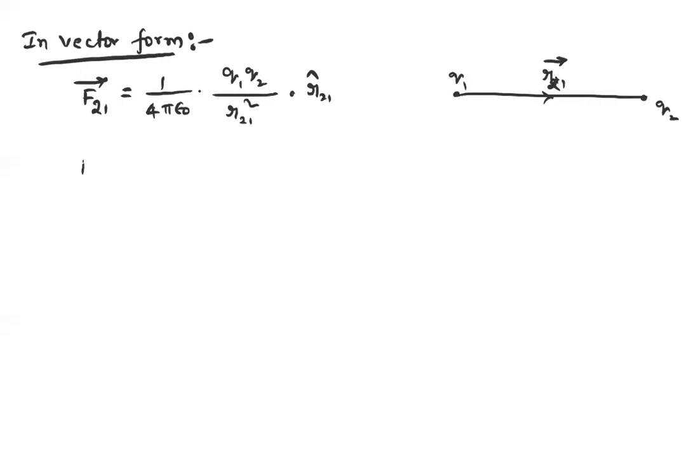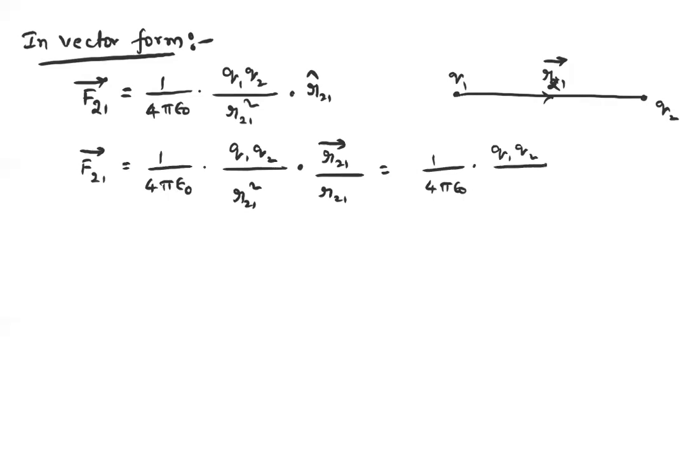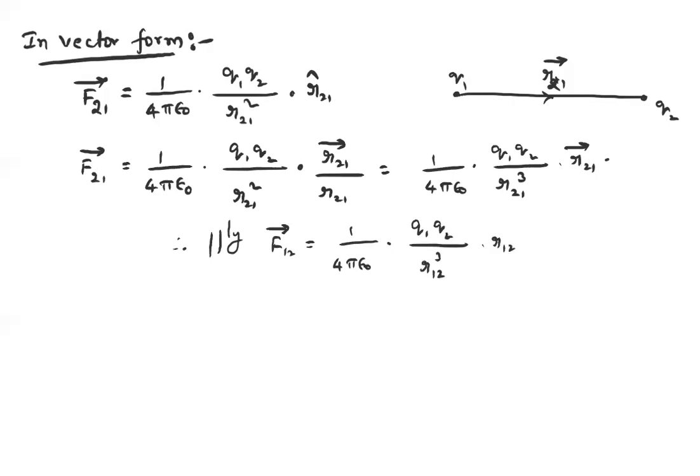That means if you write F21 bar, that is 1/4πε0 Q1 Q2 by R21 square into R21 bar divided by R21, which gives 1/4πε0 Q1 Q2 divided by R21 cube into R21 bar. This is the force between the two charges. Similarly, F12 bar in vector notation gives 1/4πε0 Q1 Q2 by R12 cube into R12 bar. As we know that R12 bar is equal to minus R21 bar, we can say that F12 bar is equal to minus F21 bar. Here we can say that the forces acting on either the first charge or second charge are equal in magnitude but opposite in direction. That's why Coulomb's law agrees with Newton's third law.